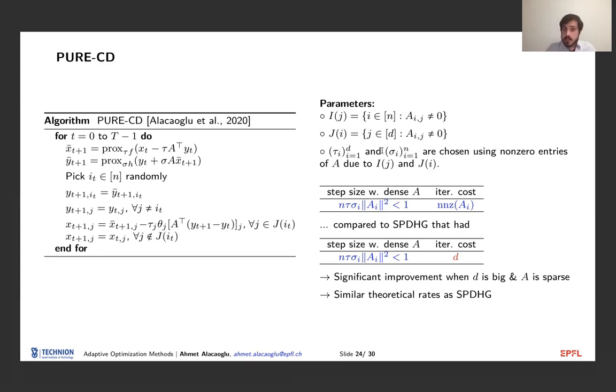And the step sizes will be chosen coordinate-wise for both primal and dual, tau_i and sigma_i, and they will be chosen using the non-zero entries of A.